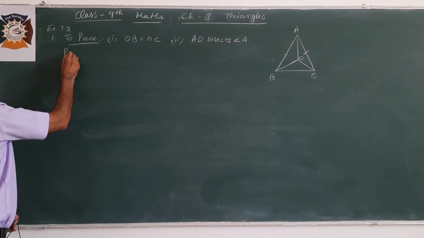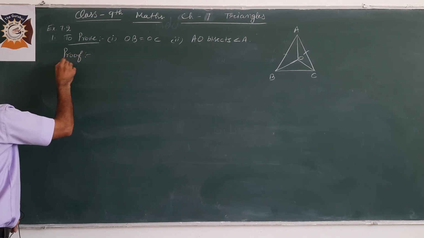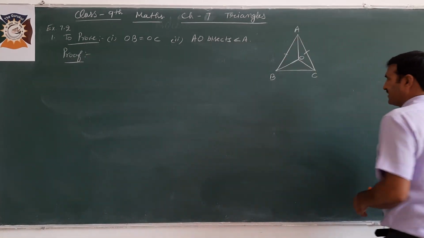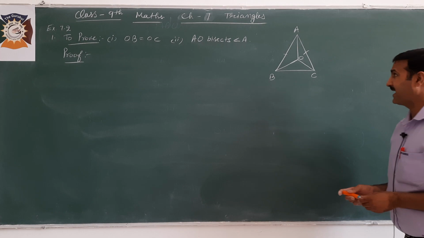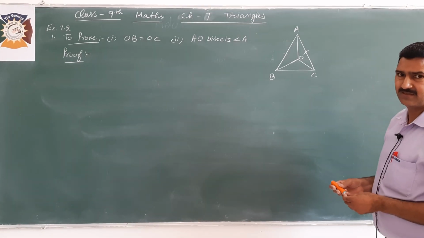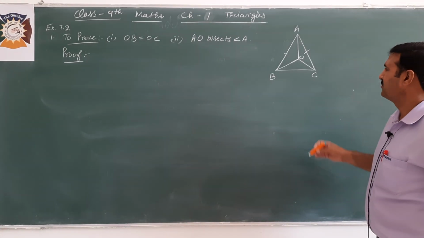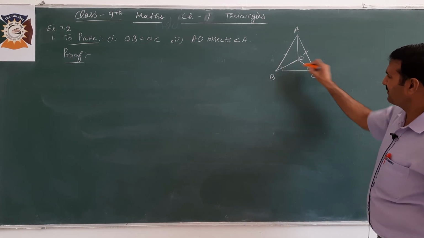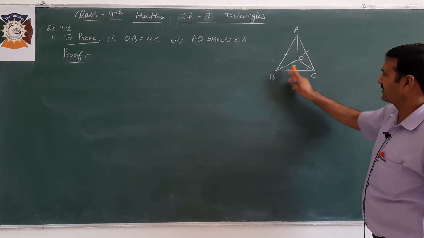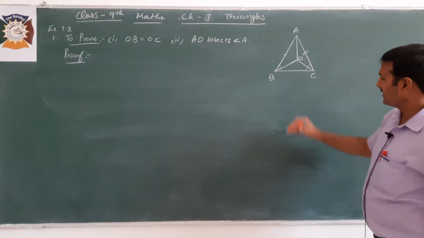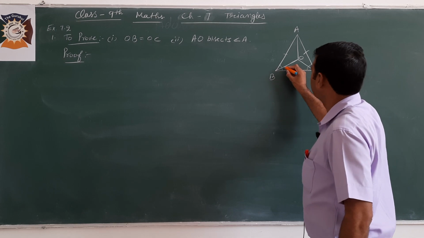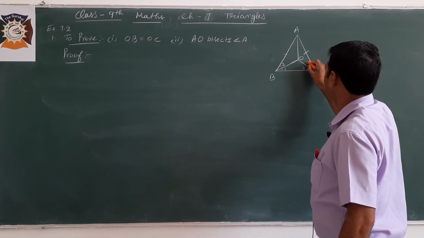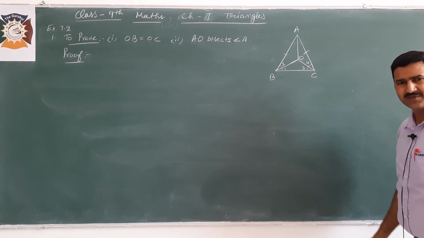Now proof. First of all, observe the figure. Because the triangle ABC is isosceles, so as we have proved, the angles opposite to the equal sides are equal. If these sides are equal then these angles will also be equal. And if we take their halves, this is 1, this is 2, this is 3, this is 4, then their halves will also be equal.